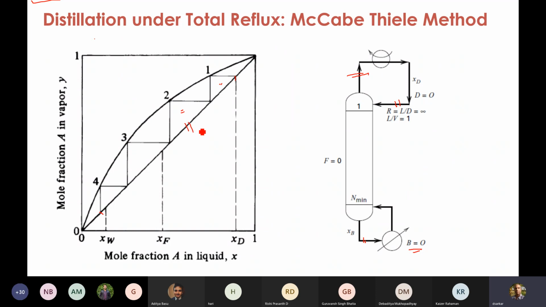Practically you won't do this because you are not going to take any product. But it gives you the minimum threshold on the number of trays that is required for performing that separation. You are causing this separation, because XD is coming out from the top and XB is coming out from the bottom, but you're not withdrawing any product.